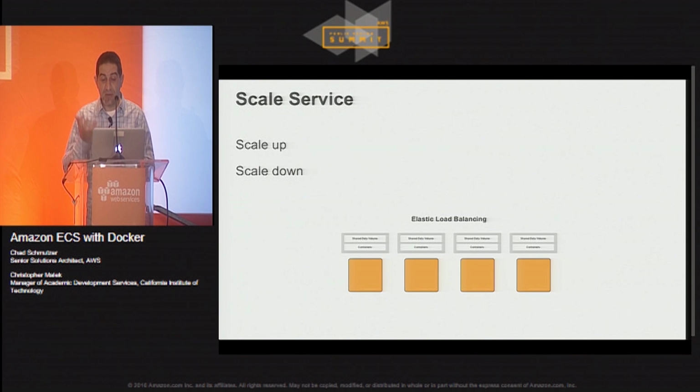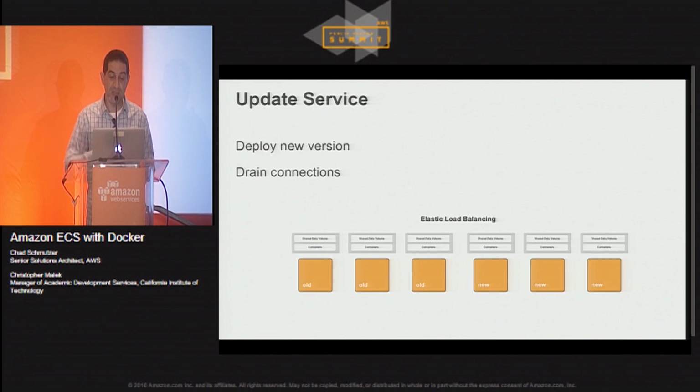So scaling up and down is very simple. You simply tell the scheduler how many tasks you need, and the scheduler will automatically launch more tasks or terminate tasks based on what you've asked for. Updating a service is equally easy, right?